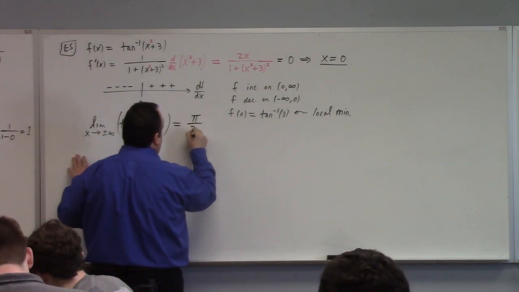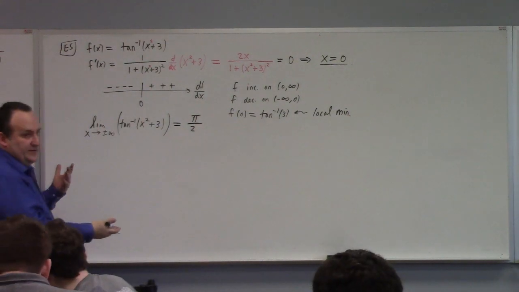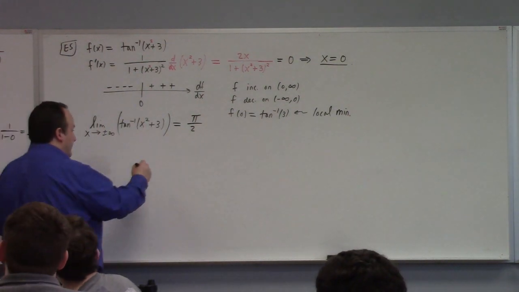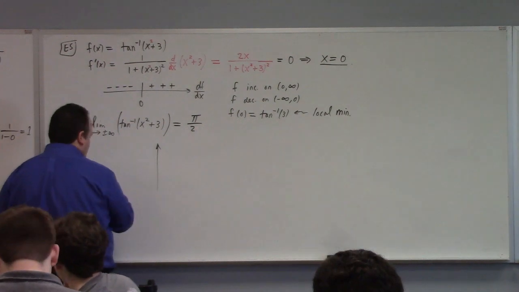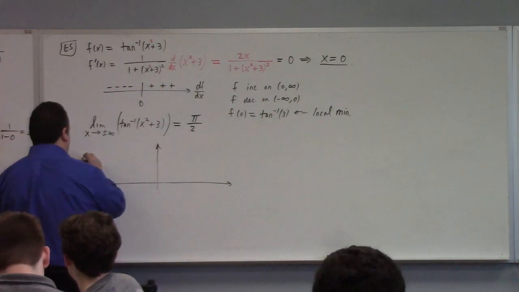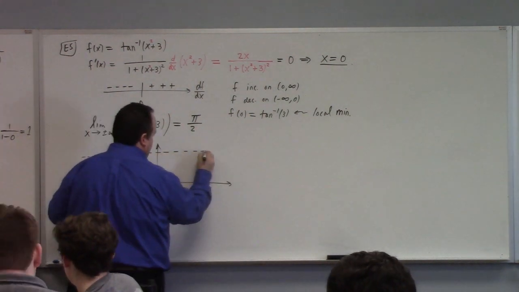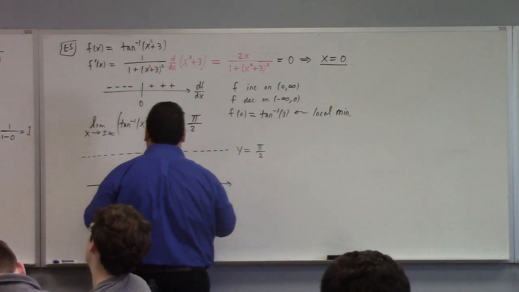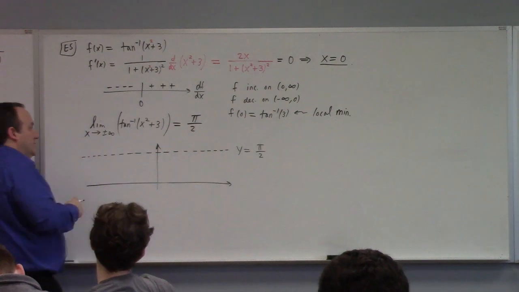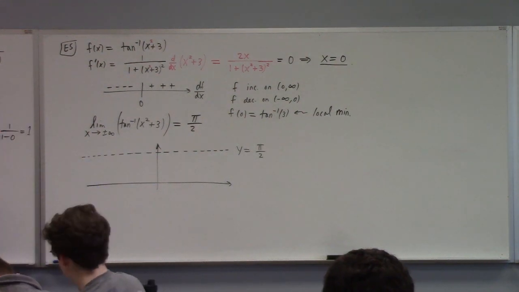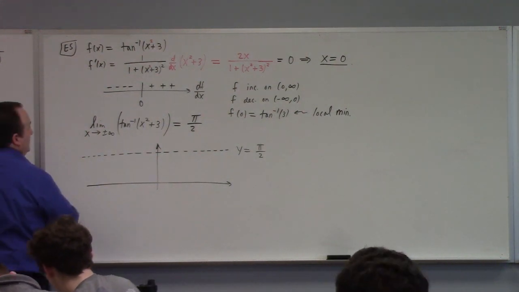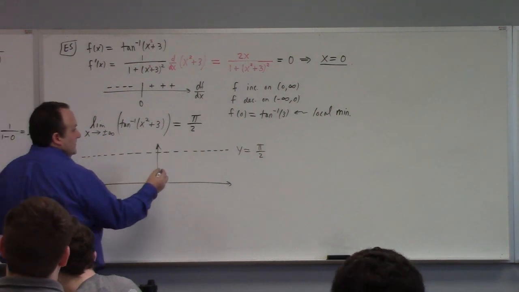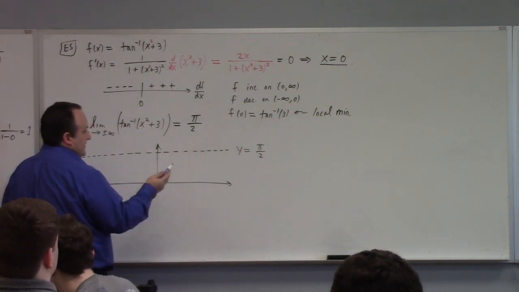So that is what we have to look forward to in terms of the large scale behavior of the graph. y equals pi over 2 is a horizontal asymptote for this both ways. And so apparently the graph of this thing looks kind of like whatever inverse tangent of 3 is. I have no idea.